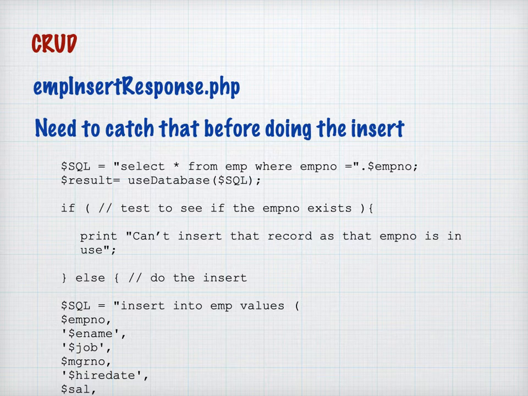It must have been incorrectly input. So we want to echo a message to the user saying something like, can't insert that record as that emp is in use. So we're going to wrap that up in an if statement. So if the emp number already exists, then I'm afraid that we can't insert that person. Otherwise, and that's what's on the bottom half of here, you can see that we could actually just do the insert, something like that.